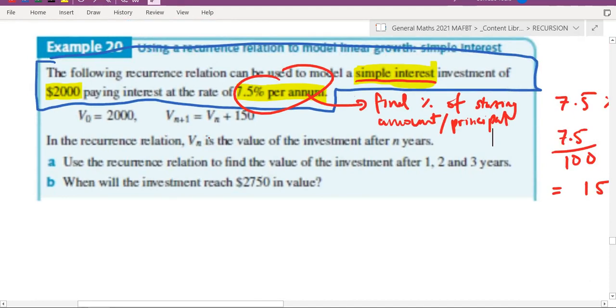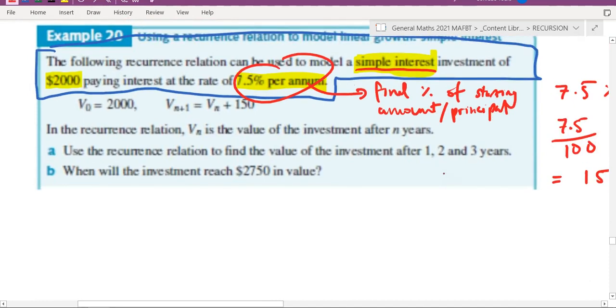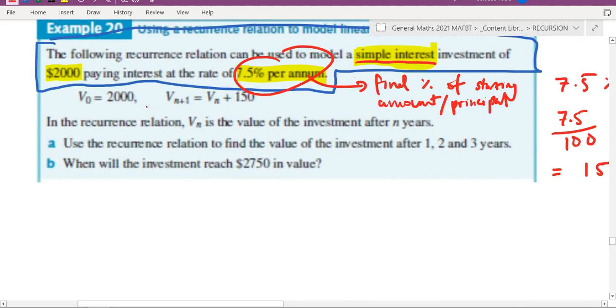Use a recurrence relation to find the value of the investment after 1, 2, and 3 years. So it's already given us the recurrence, so that's fine. And the reason why I say that V0 is different to the starting term is because you can see here, the starting term is 2,000, right? But the first term is the first year. Second term is the second year, third term is the third year. So V1 is not actually this. Okay, keep that in mind. It's not the same. So let's start with just writing V0 first. So V0 is 2,000. Okay, let's start with that.